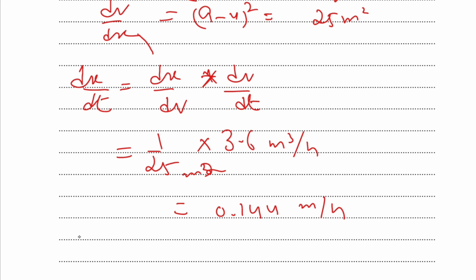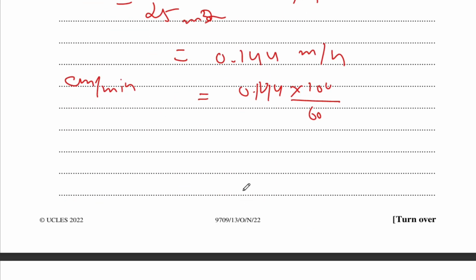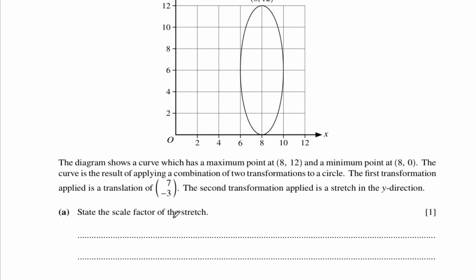Now if we have to convert it into centimeter per minute, we have to multiply meters by 100, and hours into minutes, so divide by 60 minutes. It will become 0.24 centimeter per minute. All right, next move further.